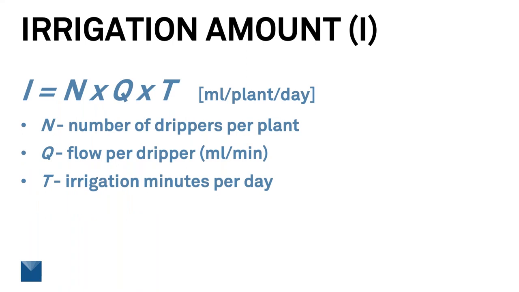Now, let's start with the irrigation amount. If we're using drip irrigation, then the number of milliliters of water we apply per plant per day is the product of the number of drippers we have per plant, the flow rate per dripper, and the number of minutes per day the irrigation is on. Now, this might seem pretty simple, but it's extremely important to get it right. This is the basis for calculating all the other components in the water balance.